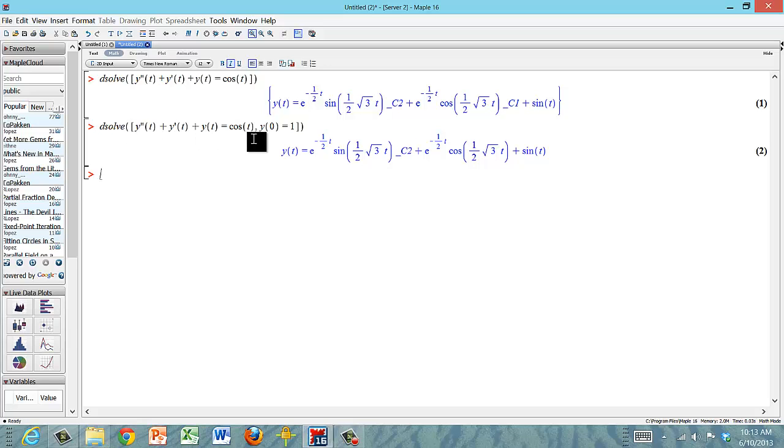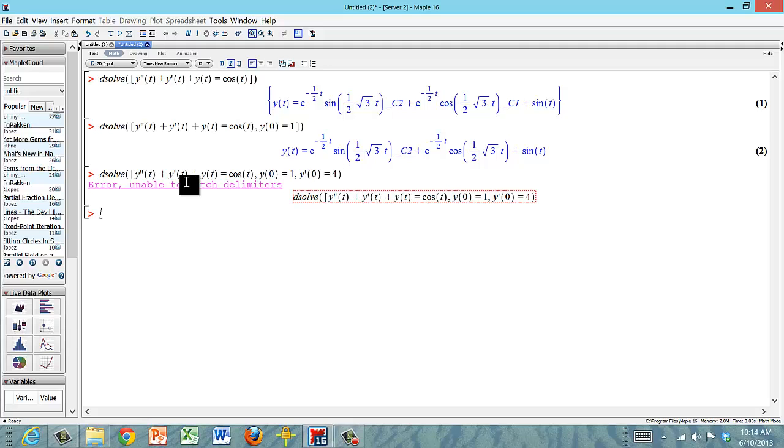This is a second order differential equation. I specified only one condition. So now we have only one coefficient left. If I wanted two conditions, dsolve y double prime of t plus y prime of t plus y of t equals cosine t. I'd like y of 0 to be 1, and I'd like y prime at 0 to be 4. Oh, I didn't close my square brackets. And there you go. That does it.